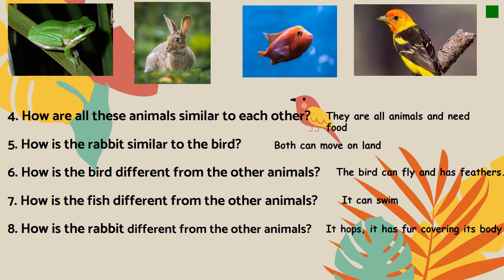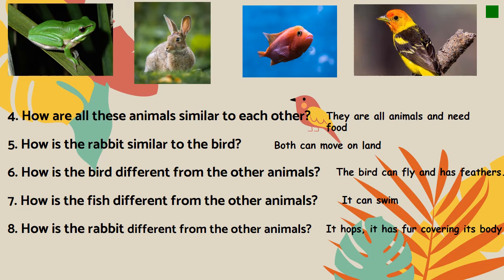Number 5. How is the rabbit similar to the bird? I'll tell you. The rabbit and the bird can move on land. We all know that the bird can move on land, right? And the rabbit as well. So both can move on land.